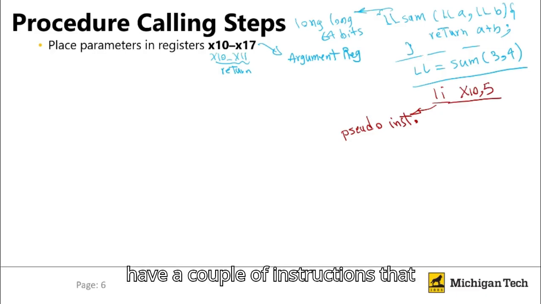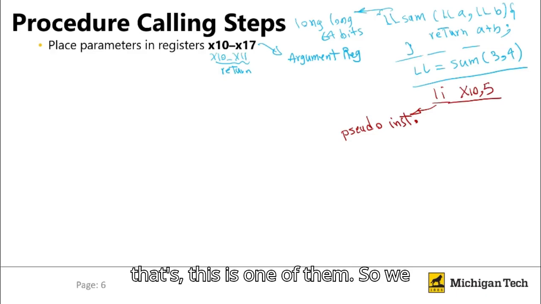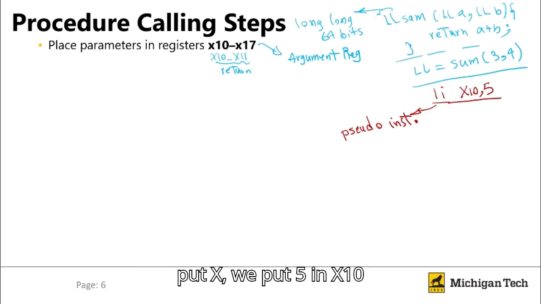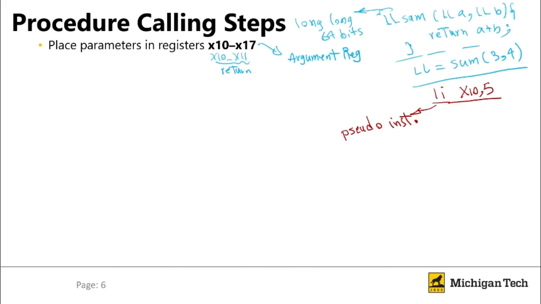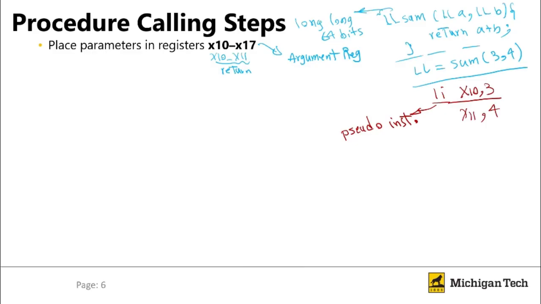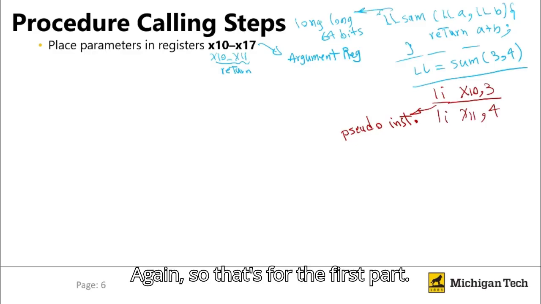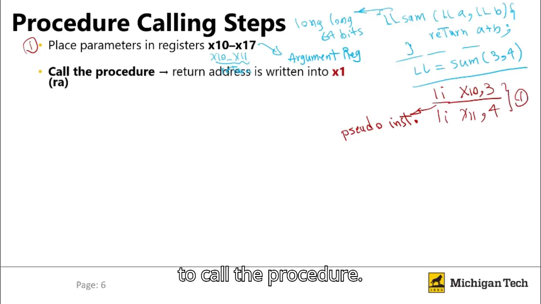We have a couple of instructions that are considered pseudo instructions. So this is one of them. We put 3 in x10 as one argument. Oh, actually it's 3, it's not 5. And 4 is another argument we put in x11. So that's the first part. Let's call this step 1. The second step is to call the procedure.